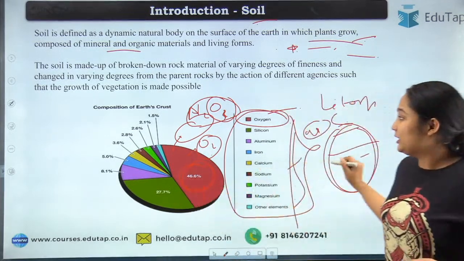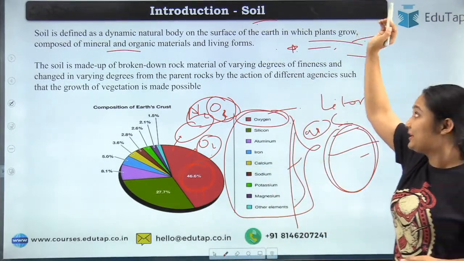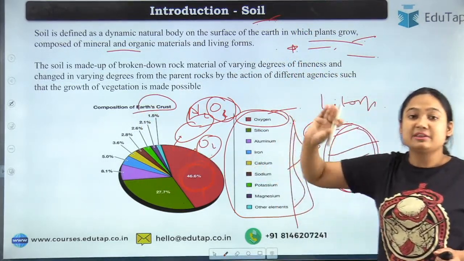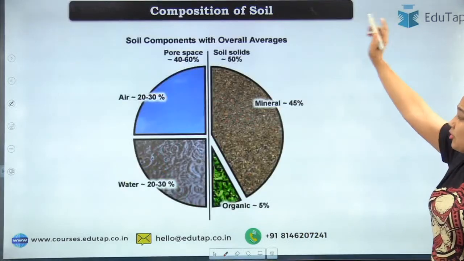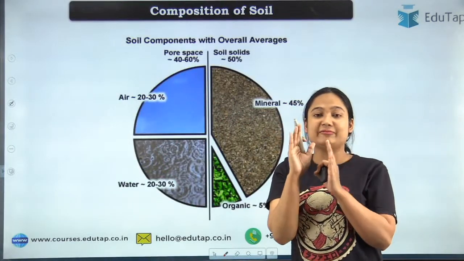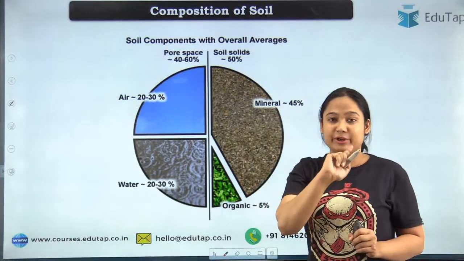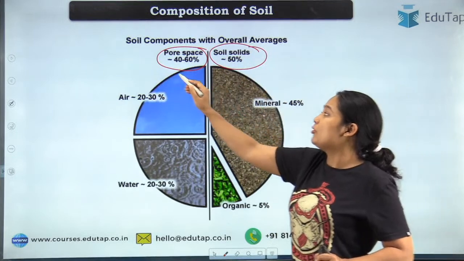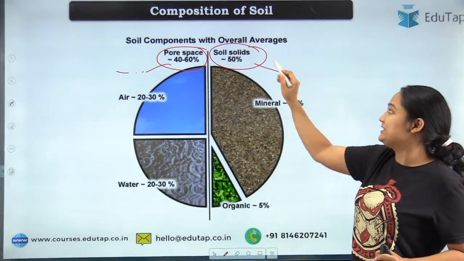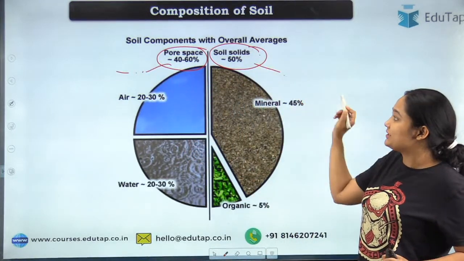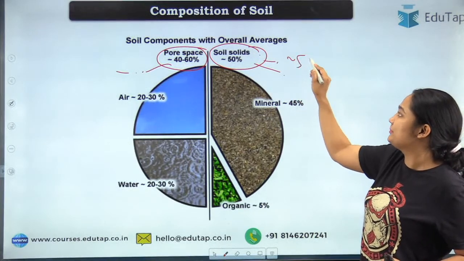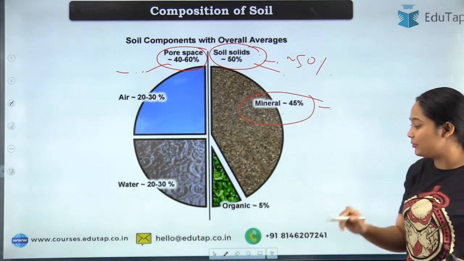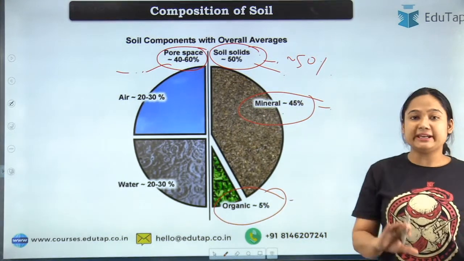Moving now to the composition of soil. Since we are discussing soil, that was about the earth crust, the topmost layer of the earth. Now we will discuss the composition of soil. First of all, you should know that when we talk about soil, there are two components: pore space and solid space. Pore space means the empty space, and the rest are the solids. Solids are almost 50%. In that 50%, 45% is the mineral component and 5% is the organic component.